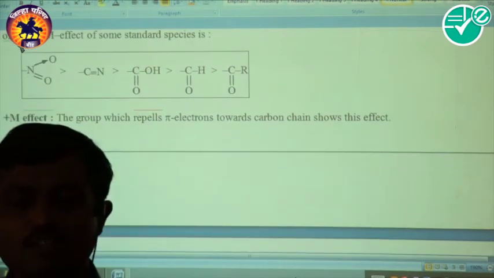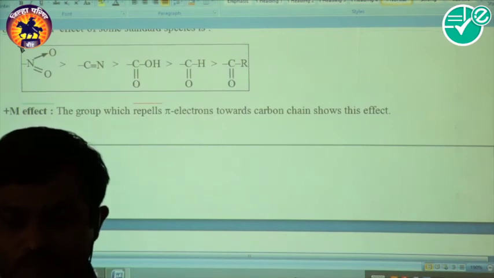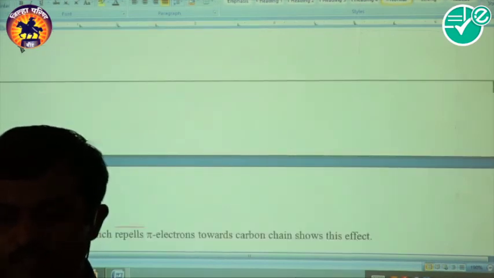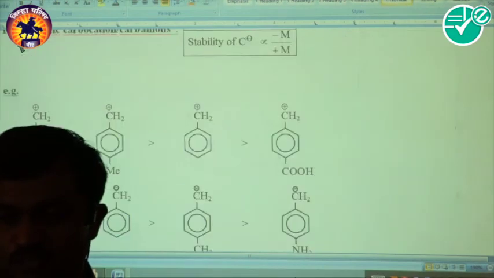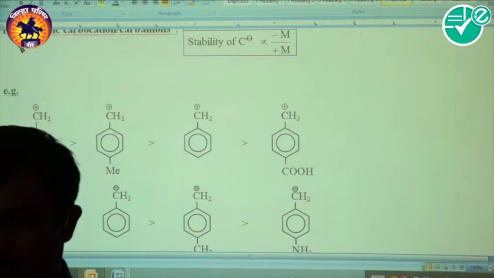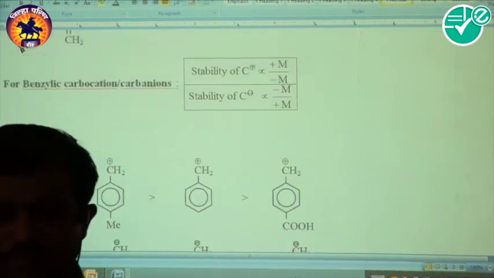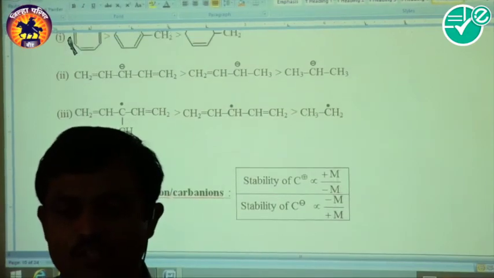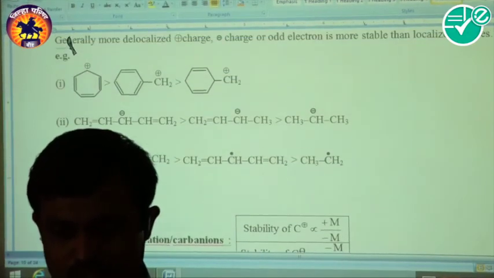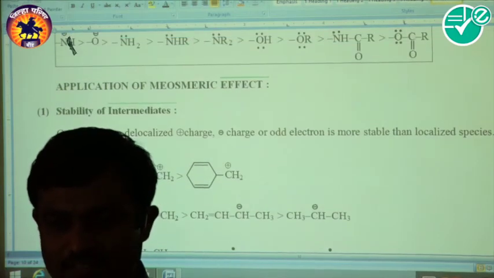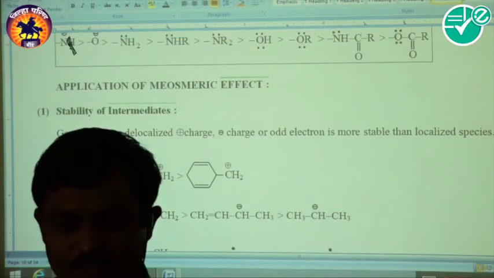Then if you consider the positive mesomeric effect, look here, the positive mesomeric effect is observed with an electron donating group. Now the application: if you consider the mesomeric effect.